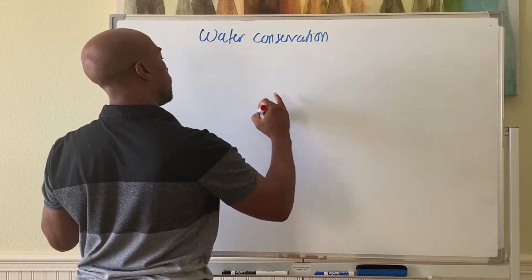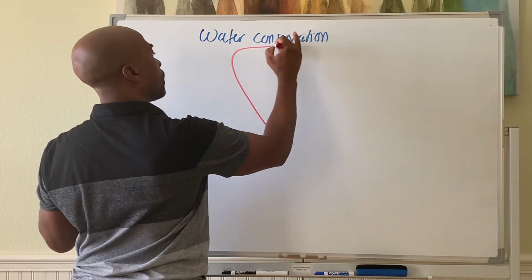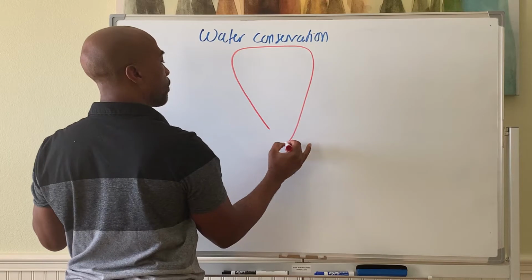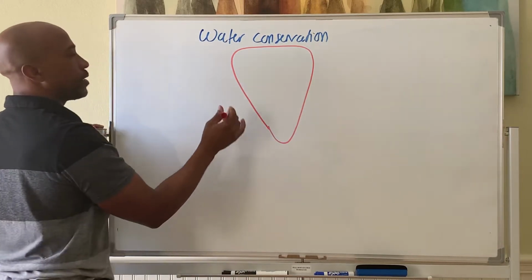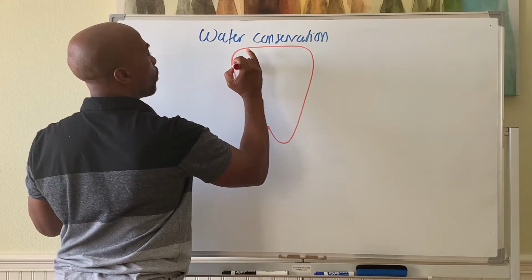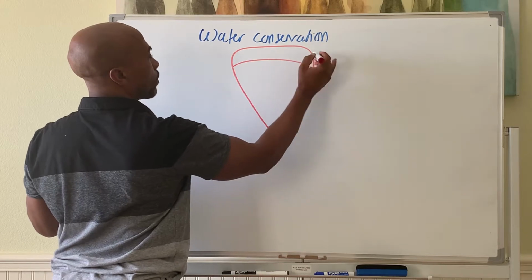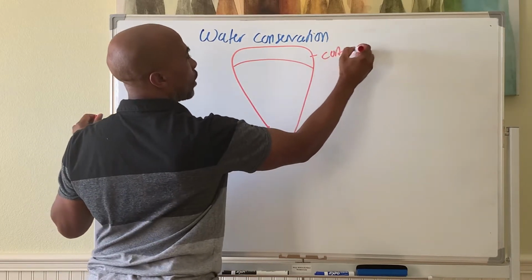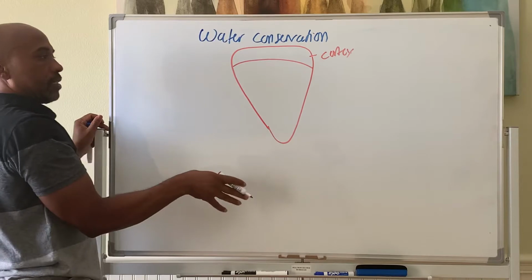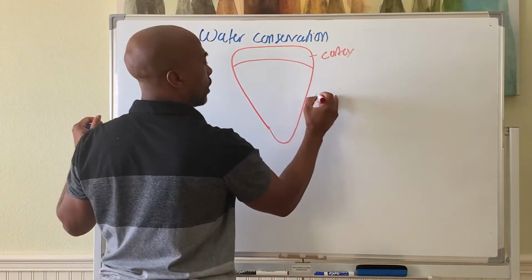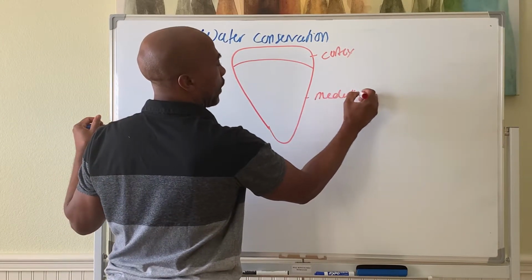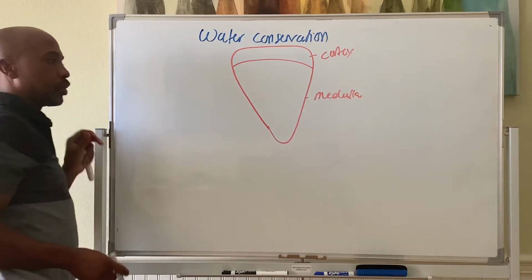You have your medulla, and there are pyramids in the medulla, the medullary pyramids. Up here will be the cortex of the kidney, and this is the medulla of the kidney. You have these things called pyramids inside the medulla.